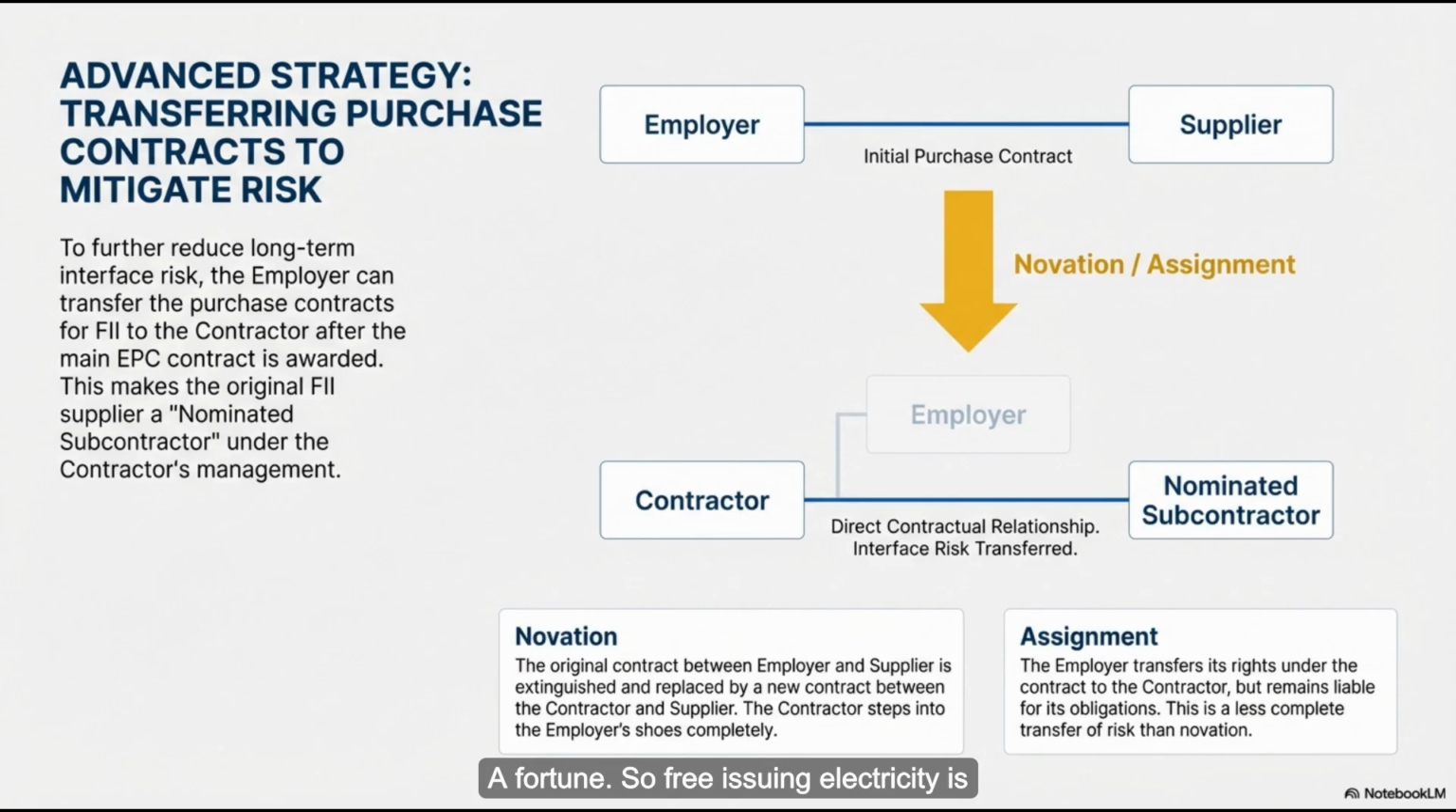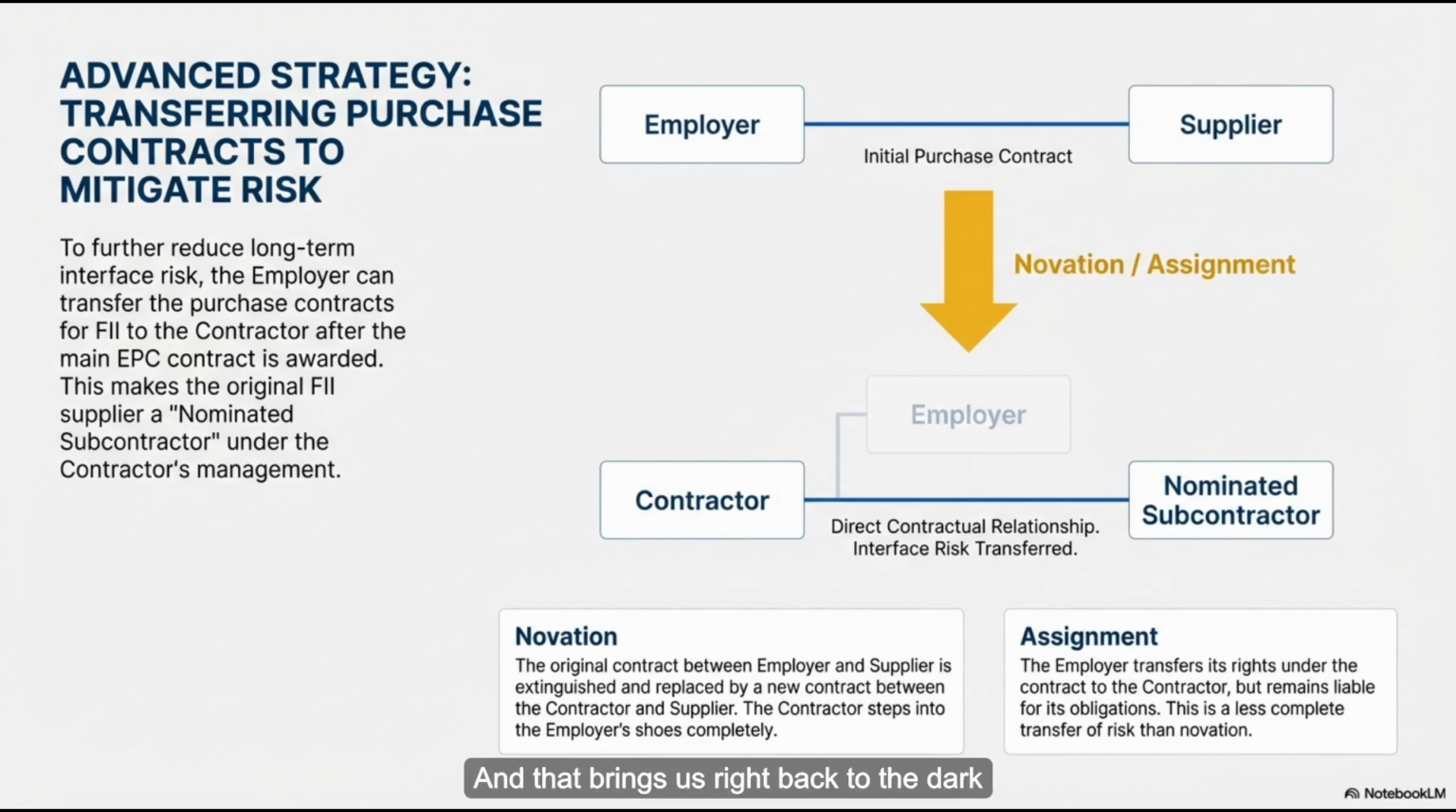So free issuing electricity is a major cost saver. Same with demineralized water. You need pure water to flush the new pipes. You can't just use a garden hose. Right, you'll corrode the brand new equipment. So the employer agrees to open the tap, so to speak. But again, if that water pressure drops and the schedule is delayed... It's the employer's fault. Exactly, because they failed to supply their free issue item.